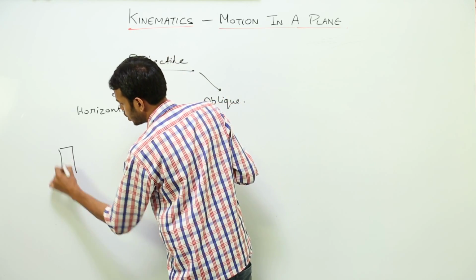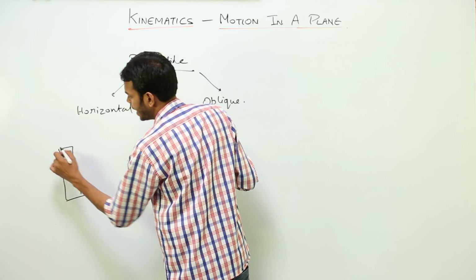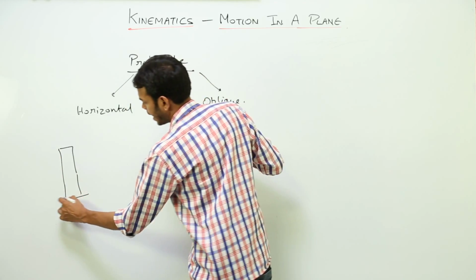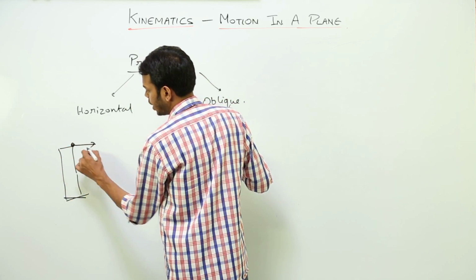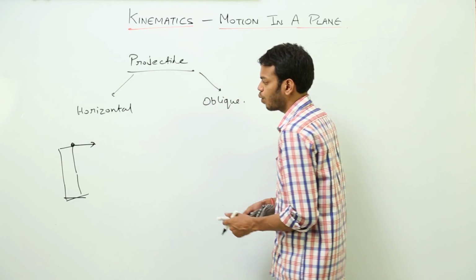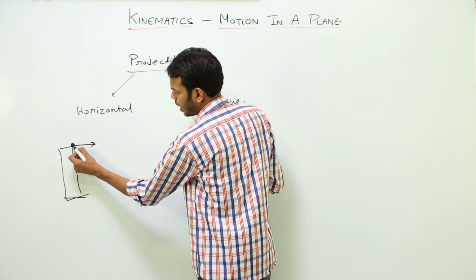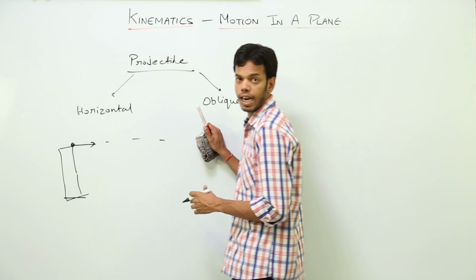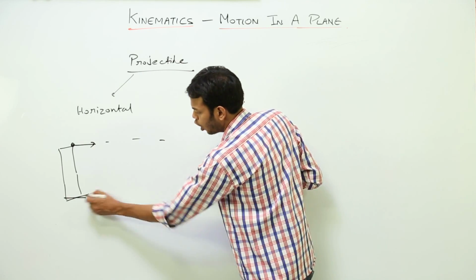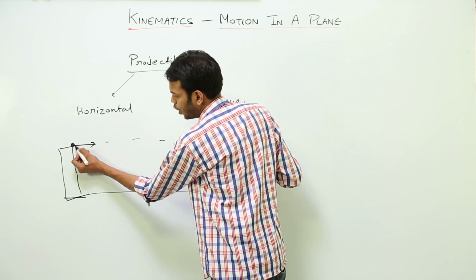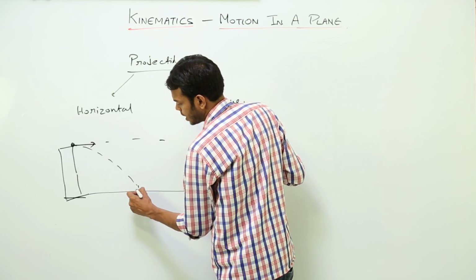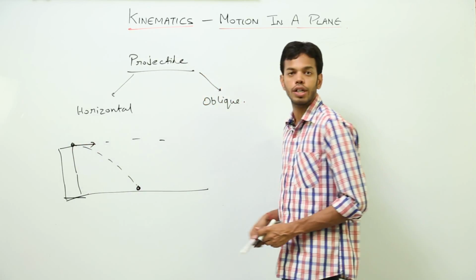Horizontal projectiles are those where, suppose this is a building or some mountain cliff, and an object is thrown from this point in the horizontal direction. So what will happen? It is not going to go straight forever, right? Because under the effect of gravity it is going to fall down to the bottom. So it is going to follow this path. This is how the object will go. This is called a horizontal projectile.